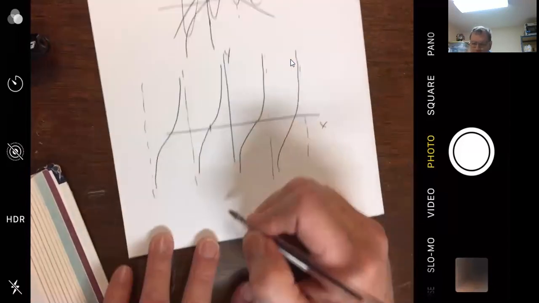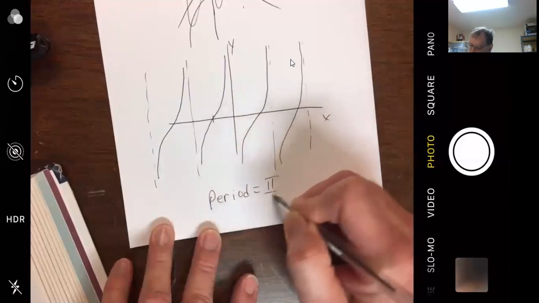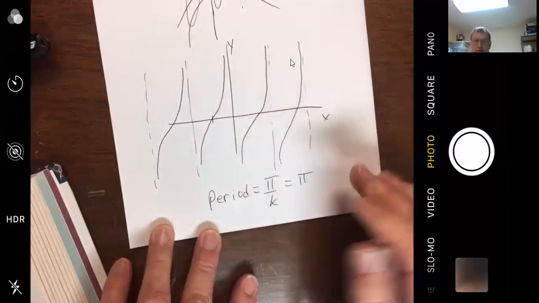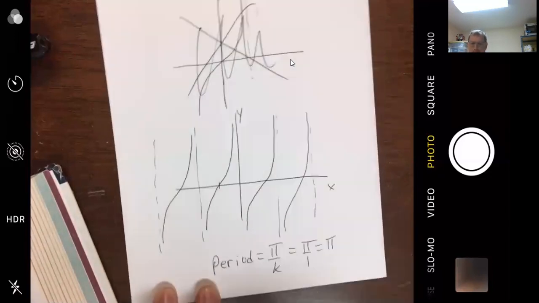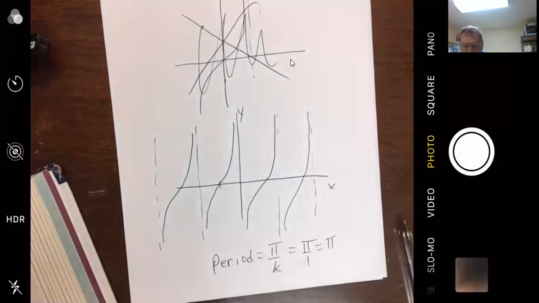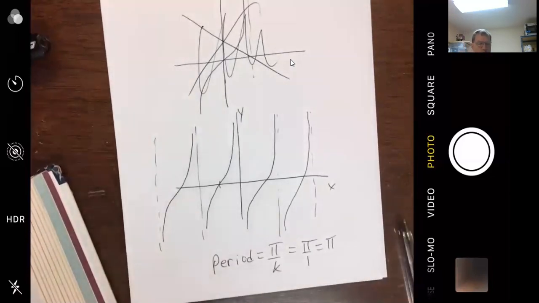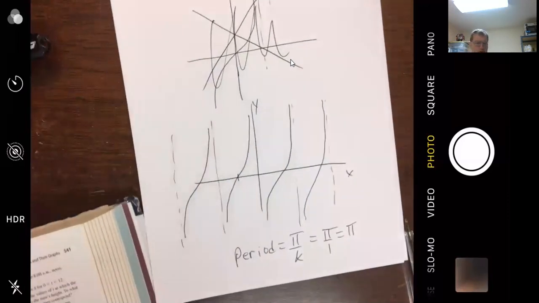Okay, period. Again, it is pi over the k, which is pi over 1, which is pi. All right, I hope this helps. It shouldn't be too much, just a few technical differences on these 4 graphs from the others. So hopefully not a hard section. I just want you to practice graphing these other 4 functions.